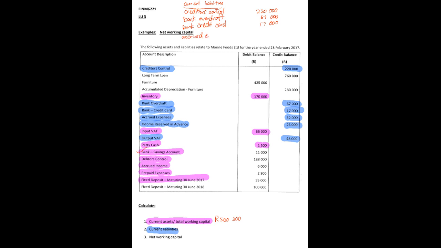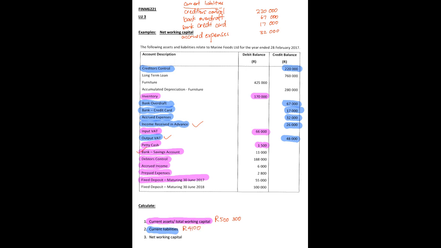So you'll also total all of the items that are highlighted in blue here, and those added up. So you'll add on income received in advance and your output VAT as well. Those add up to 410,000 Rand.